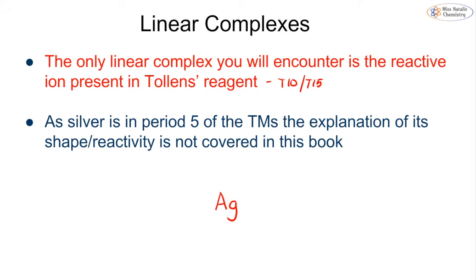So you have the silver in the centre, and we get dative bonds between 2 ammonias. And again, notice I'm showing that the dative bond is being made between the silver and the nitrogen, and this is a plus charge. So as I said, you don't need to know about why it forms this shape, just purely that this is an example of a linear complex.